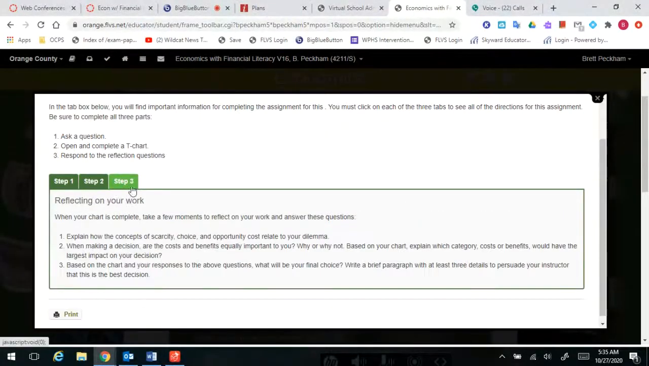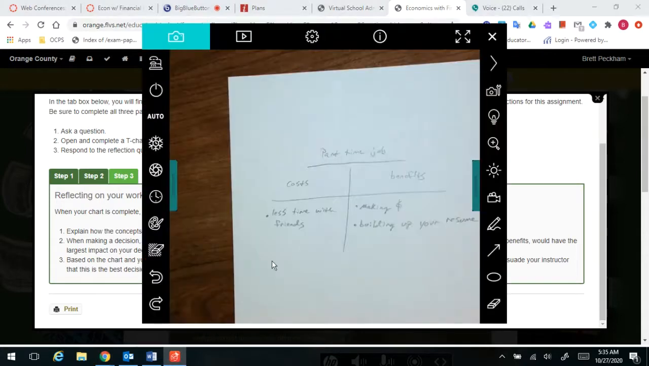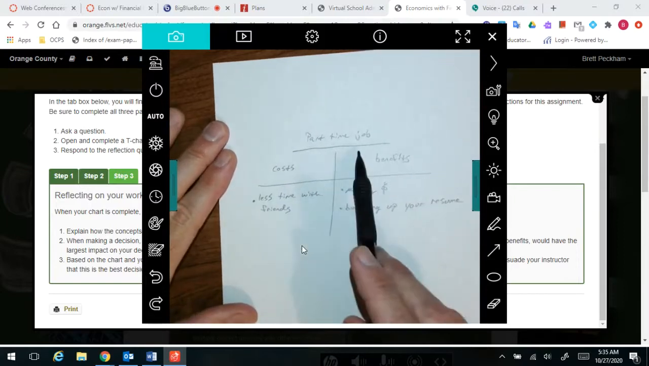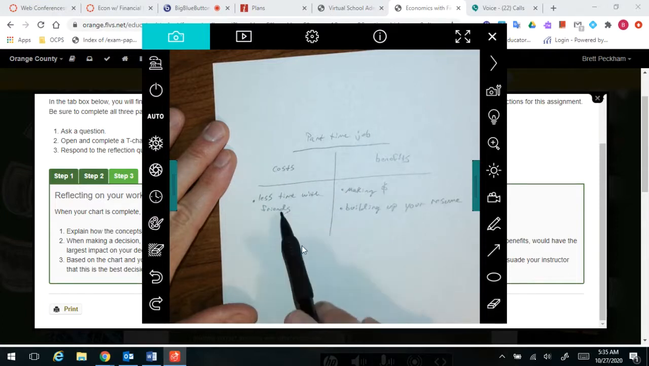Now, step 3, and you want to have a reflection on your work. So answering the questions down below, it says, when your chart is complete, whatever it was that you're looking at, take a few moments to reflect on your work and answer these questions. Explain how the concepts of scarcity, choice, and opportunity cost relate to your dilemma. So we said, you don't have an infinite amount of time. So with a part-time job, if you're working, you have to give up your time hanging out with your friends and using that to go to work.